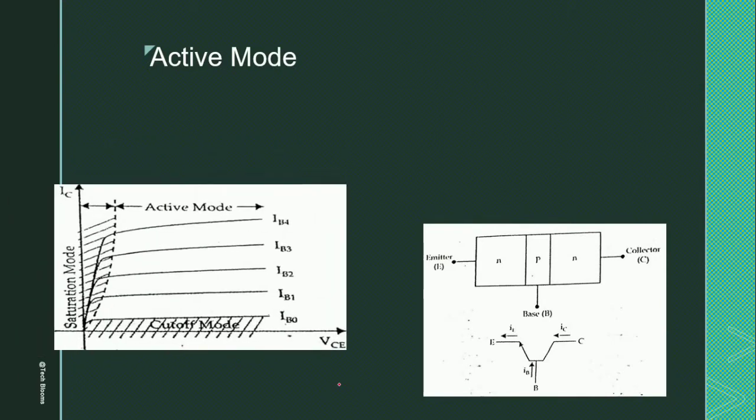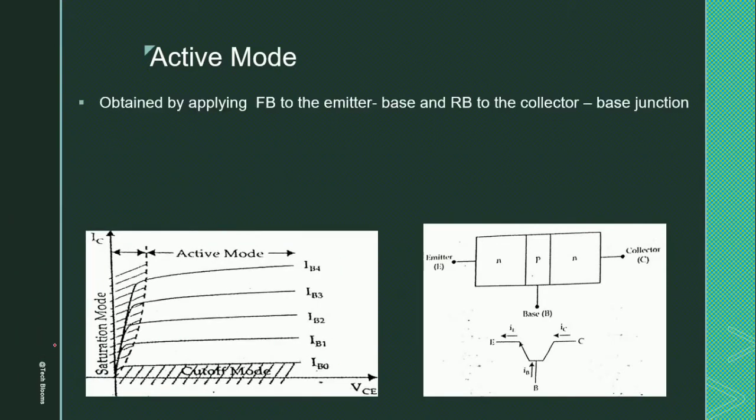Now here I have used an NPN transistor for the explanation purpose. So first we'll do the active mode. The active mode is basically obtained by applying forward bias to the emitter base junction and reverse bias to the collector base junction. That is, for example, in this case, the emitter base junction is forward biased and the collector base junction is reverse biased.